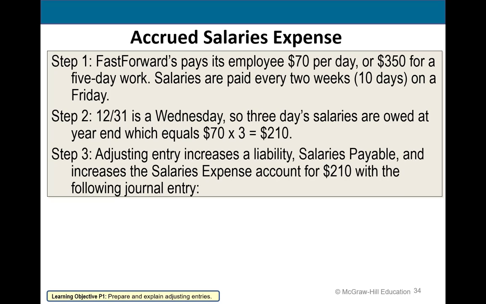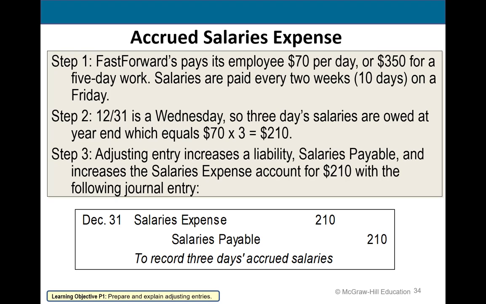Accrued salaries expense. Fast Forward pays its employees $70 per day or $350 for 5 days work. The salaries are paid every 2 weeks for 10 days on a Friday. It's December 31st. It's a Wednesday. So there are 3 days salaries owed at the end of the year. $70 times 3 is $210. The adjusting entry increases the liability salaries payable and increases the salaries expense account with the $210.